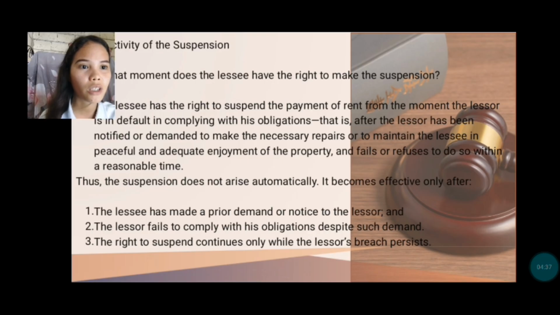It becomes effective only after the lessee has made a prior demand or notice to the lessor and the lessor fails to comply with his obligation despite such demand. The right to suspend continues only while the lessor's breach persists.